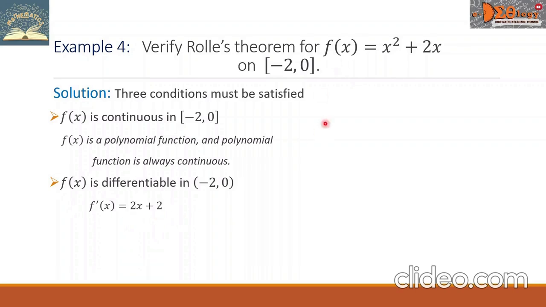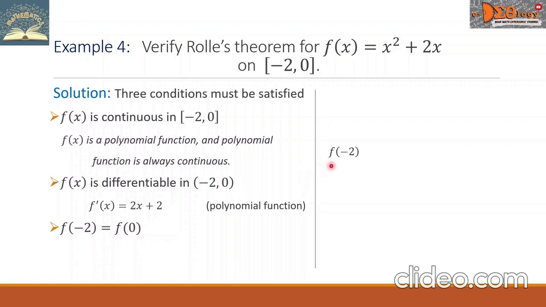F prime of x equals derivative of x squared is 2x. Derivative of plus 2x is plus 2. We can see that our derivative function is another polynomial function, and we say that this is always continuous. So, second condition is satisfied. Third condition, with respect to our interval given, we write f of -2 must be equal to f of 0, and we need to check this one.